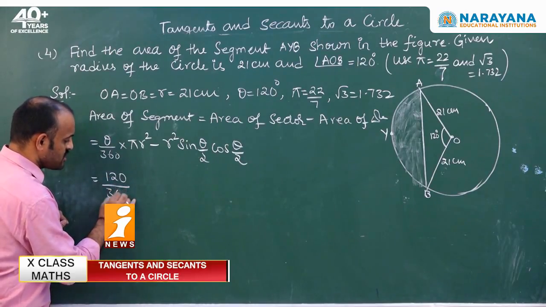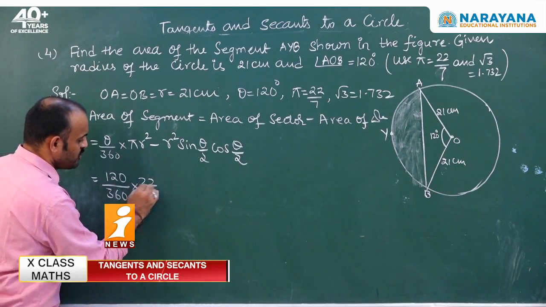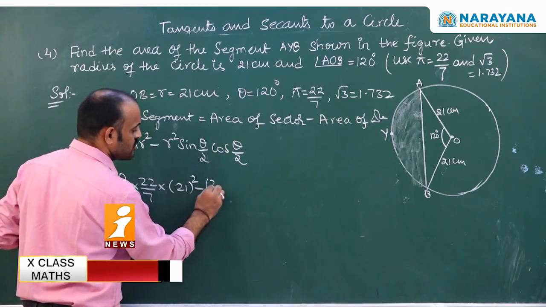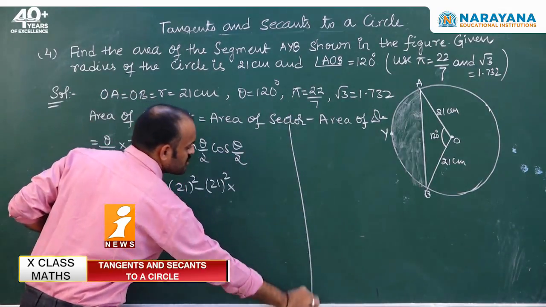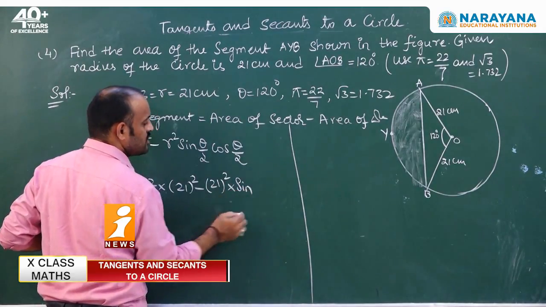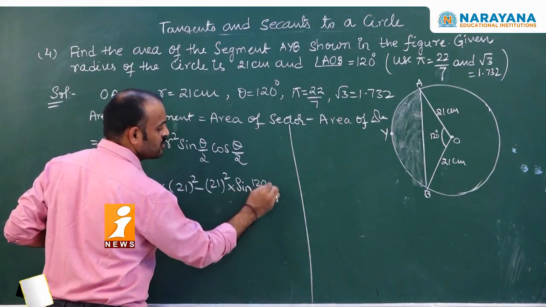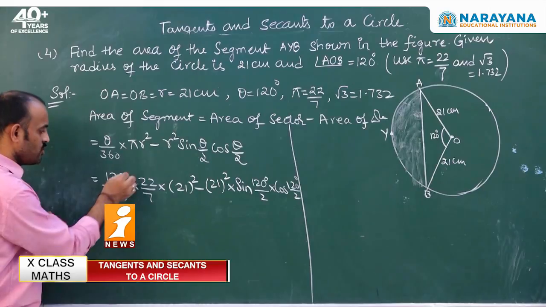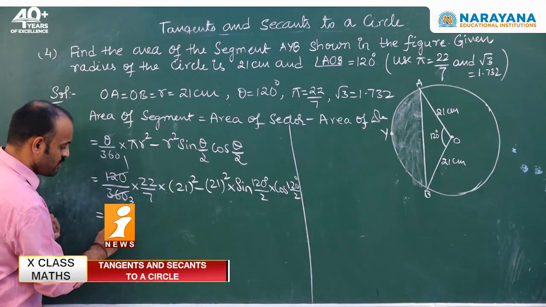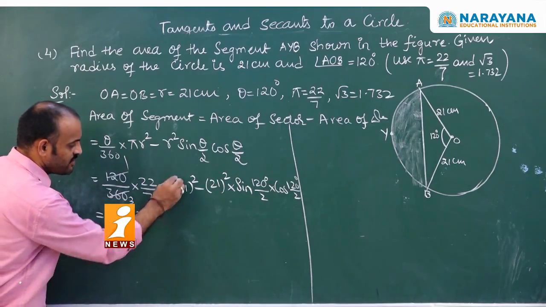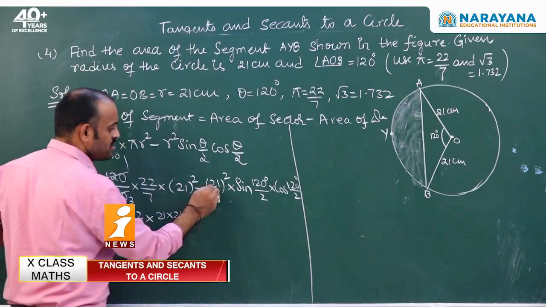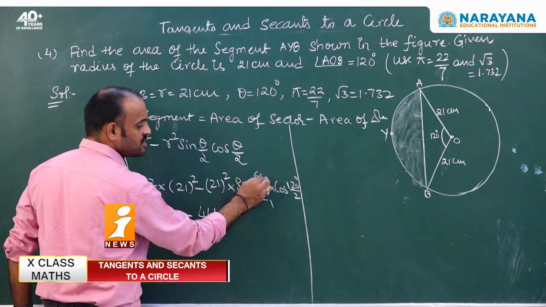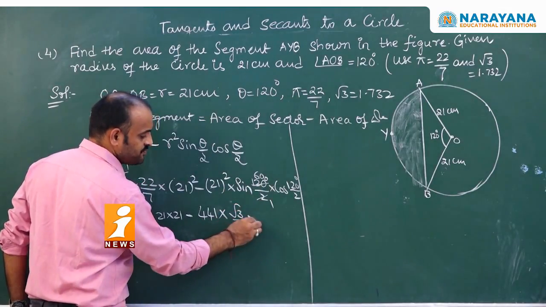120 by 360 into pi, which is given as 22 by 7. Radius is given as 21. So 21 square minus, here also 21 square into sin theta by 2. Theta is 120, so 120 by 2 into cos 120 degrees by 2. So 1 by 3 into 22 by 7 into 21 square, means 21 into 21, minus 21 square, 441. Sin 120 by 2 means sin 60 degrees, root 3 by 2.